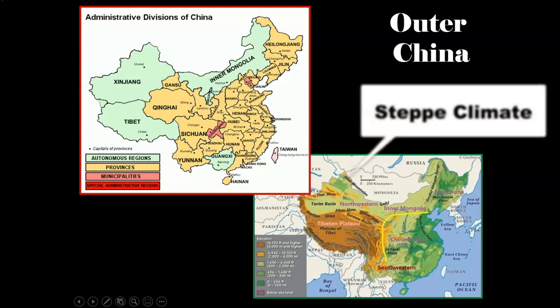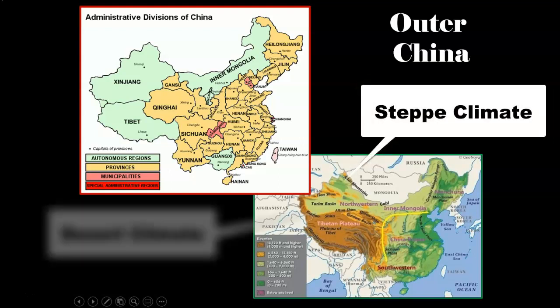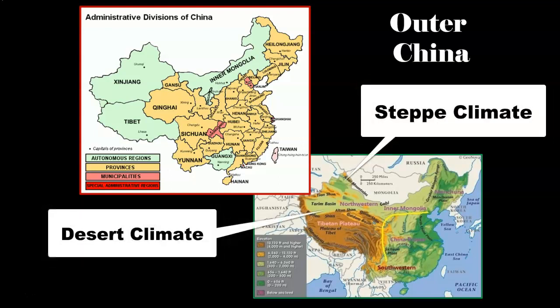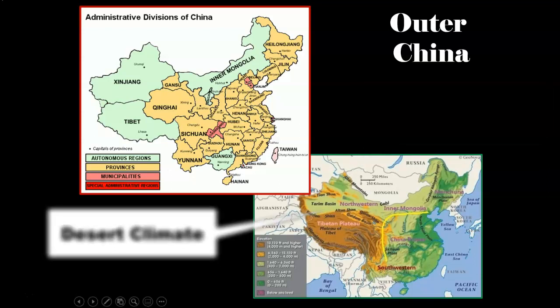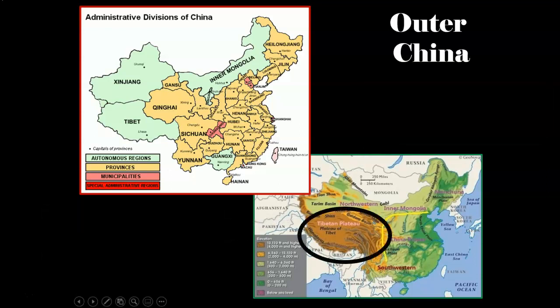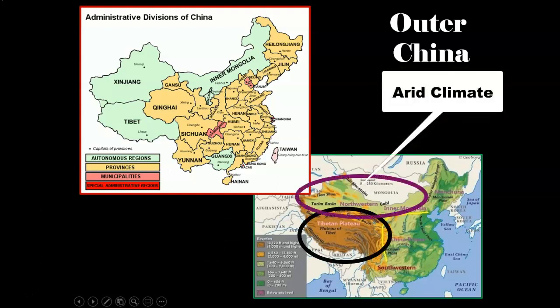Xinjiang includes steppe grasslands as well as the Taklamakan Desert. So when you think of outer China, you should either be thinking of the highlands of the Tibetan Plateau in the south, or the deserts and steppes in the northern portion of the Western Periphery. Know the climates, know the different types of governments. Be very aware of inner China, or China proper, and outer China, or the Western Periphery.